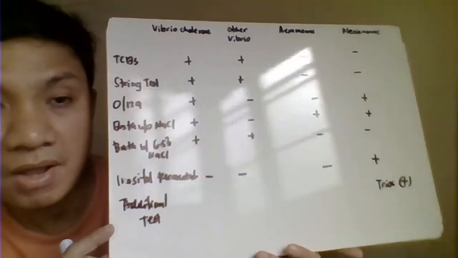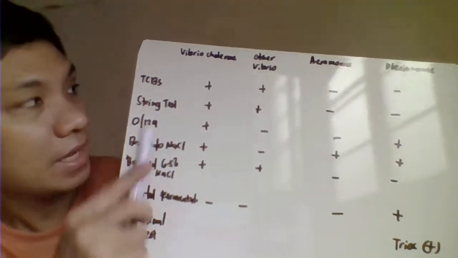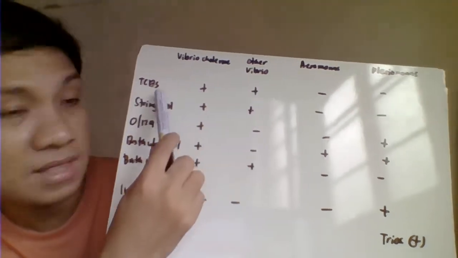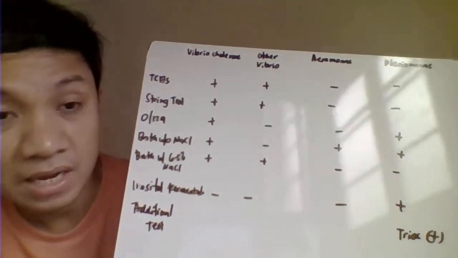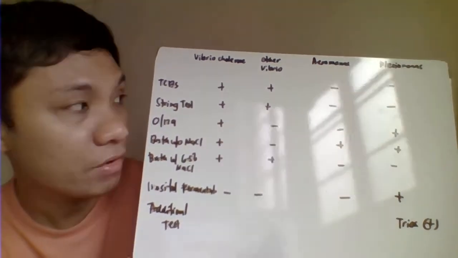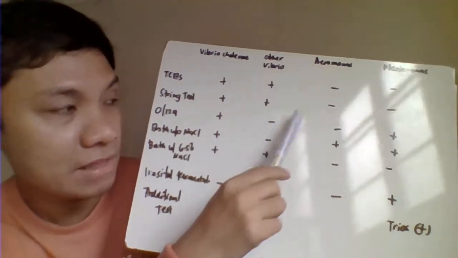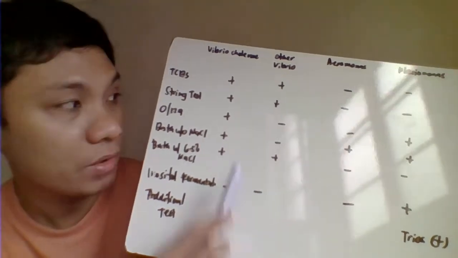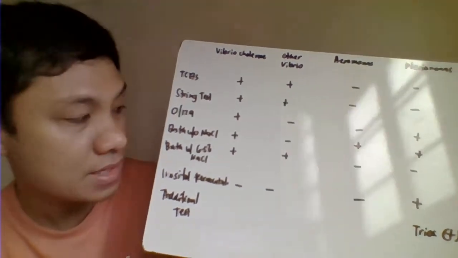Okay, then we have here the biochemical reaction comparing your Vibrios with your Aeromonas and your Plesiomonas. Again, TCBS, ang magpapositive lang natin ay Vibrio natin, cholerae and other Vibrio. This is a selective media only for the Vibrios, not for the Aeromonas, not for the Plesiomonas, not for the Chromobacterium. The string test is only for the Vibrio cholerae and your other Vibrios. That's for the Vibrios lang. Negative ang Aeromonas, Plesiomonas. O129 susceptibility testing, susceptible ang ating Vibrio cholerae and your Plesiomonas. Aeromonas and other Vibrios would have a resistant result.